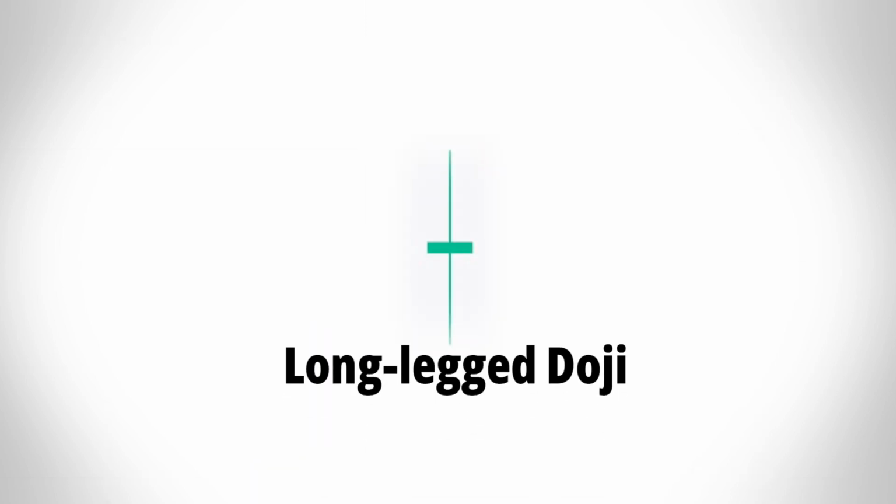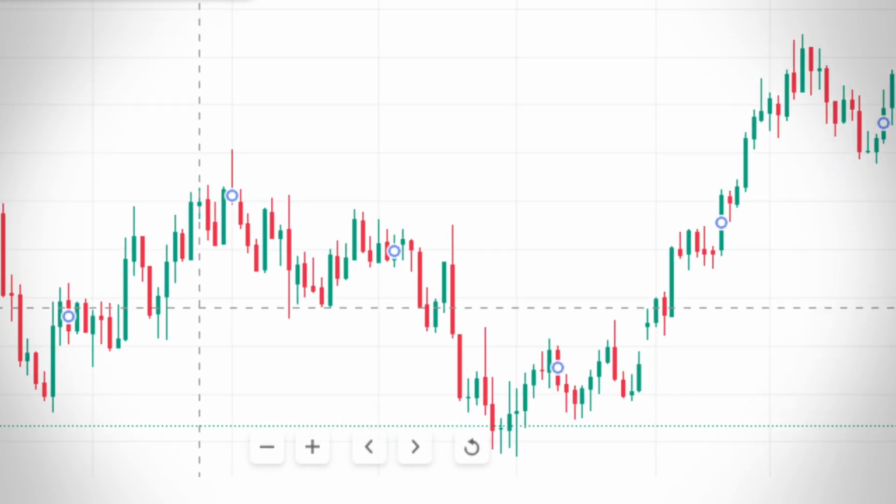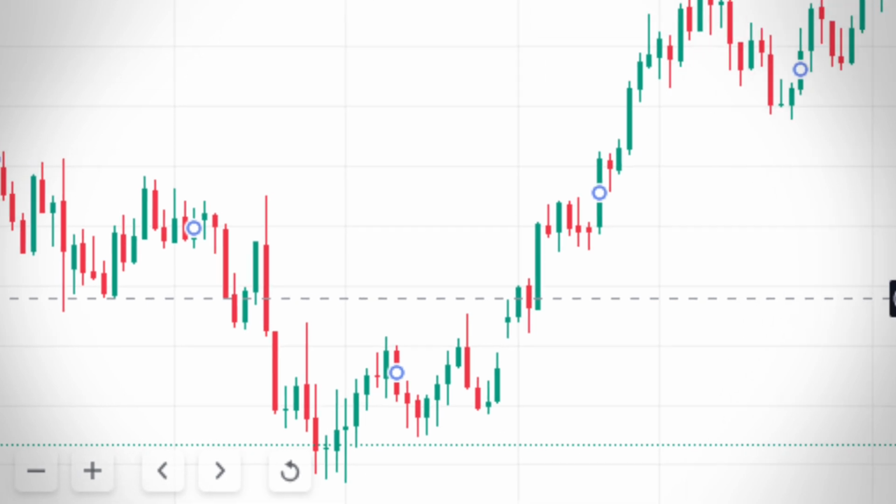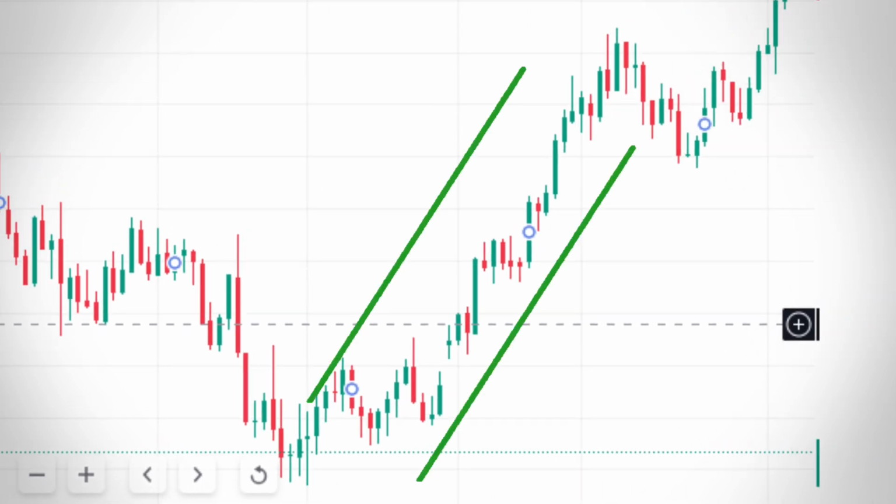Second, the long-legged doji. A long-legged doji is a doji with long upper and lower wicks, showing significant price movements in both directions before closing near the open. What a long-legged doji means is that there's intense market indecision, but this time around with volatility. It often appears before significant market moves.